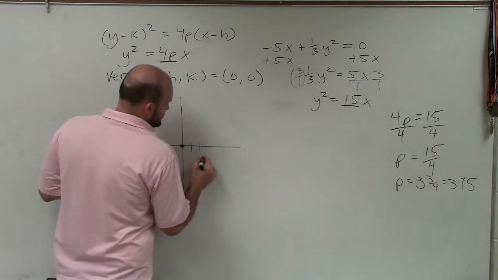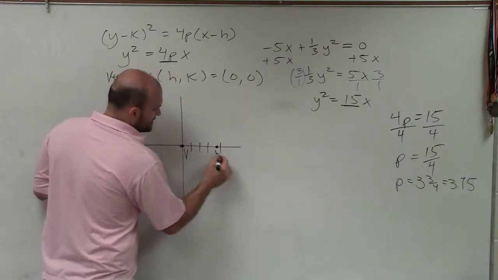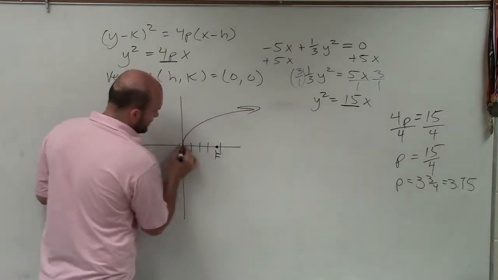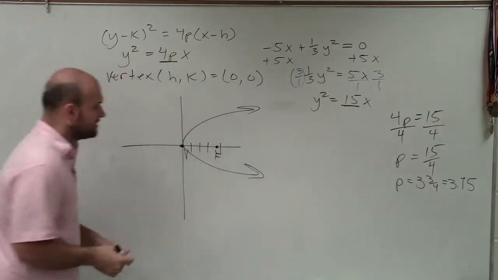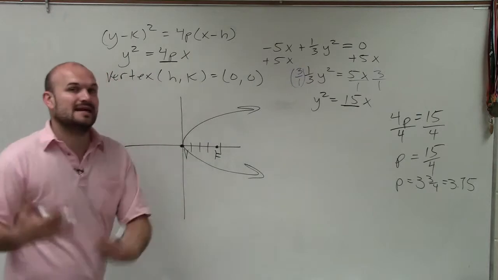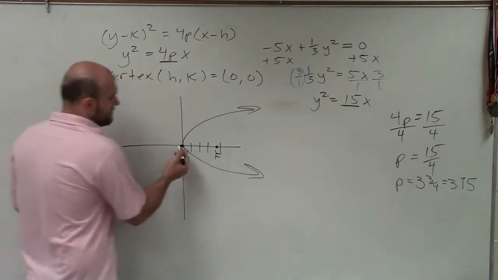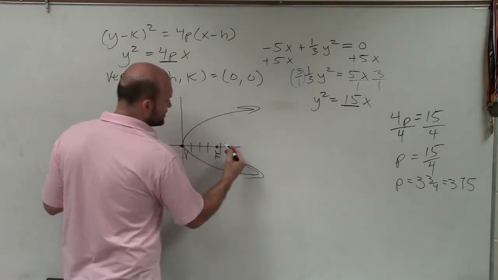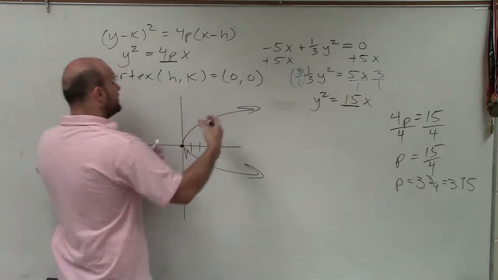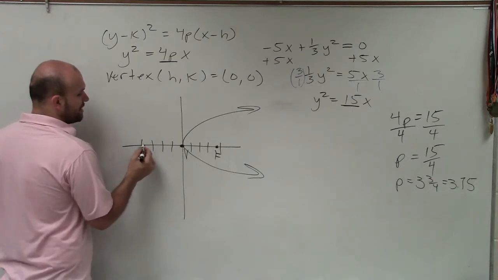So I'm going to go 1, 2, 3, 4. 3.75 is right there. So there's my vertex, there's my focus. Therefore, the graph is going to open up to the right. Now, remember, the distance from the vertex to the focus is exactly the same as the distance from your vertex to your directrix. So if I go 3.75 in a positive direction, that tells me where it opens up. But now I want to go 3.75 in the negative direction to identify where my directrix is.